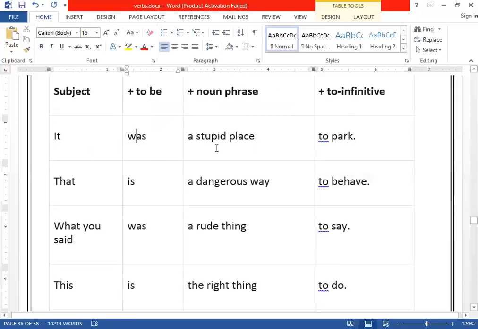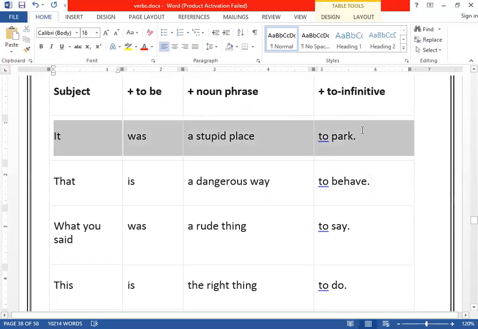It was a stupid place. It was a stupid place to park. The subject, was, and the noun phrase a stupid place, then the infinitive to park. There is a dangerous way.